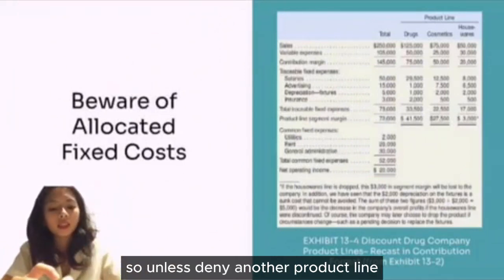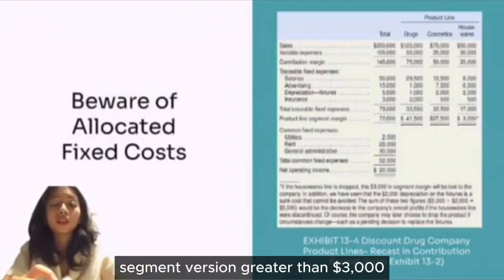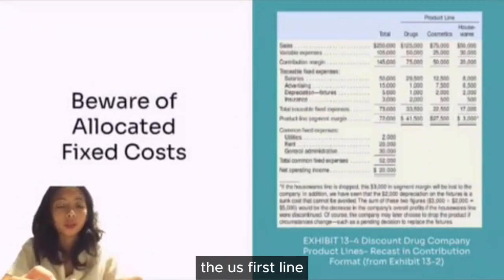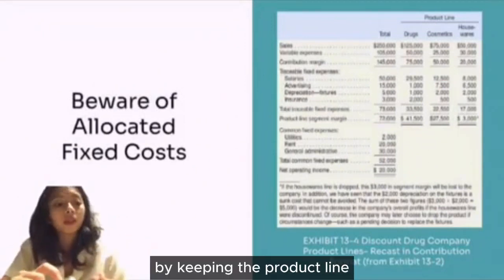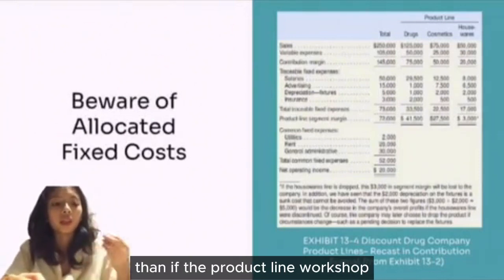So unless there is another product line that would generate a segment margin greater than $3,000, the company would be better off keeping the housewares line. By keeping the product line, the company's overall net operating income will be higher than if the product line were dropped.